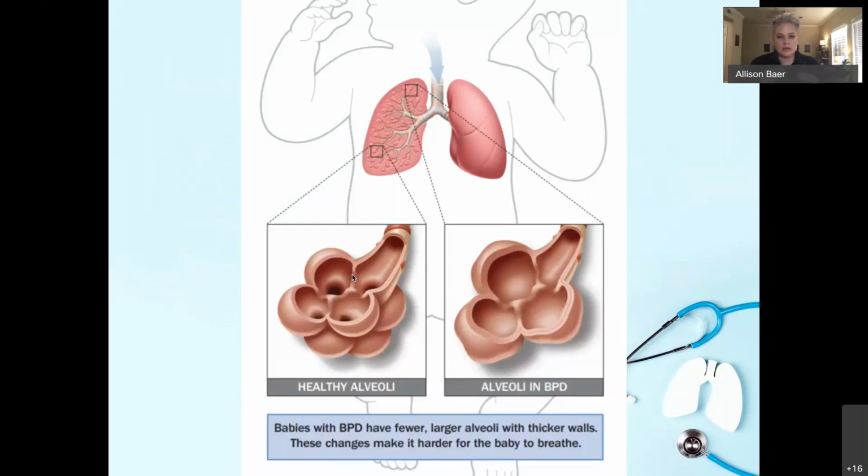So this is kind of what it looks like. There's going to be a fewer number of alveoli. Like I said, when a baby's first born, they have all those branches in place, but they don't have all the alveoli. Those grow and multiply as they age. So these babies are going to have fewer alveoli, and they're going to have thicker walls. They're not going to be as compliant. They're not going to want to open up as easy. It makes it, in general, just harder for them to breathe.